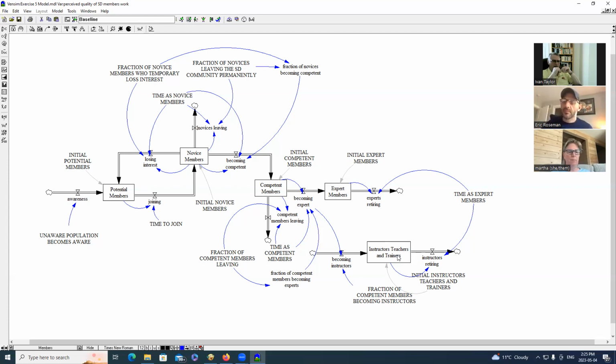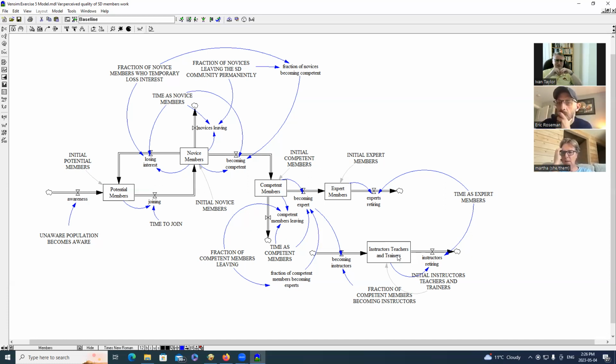Yeah, I think that maybe what we have is a co-flow here of members. We have the members, which are potential members and novice members, and then we have a co-flow similar to the instructors and trainers: how many novice members become volunteers, and how many competent members become volunteers, and how many expert members become volunteers. And then basically we have a mirror image of this model in the volunteers inside the society.